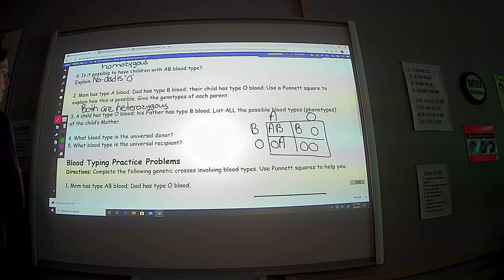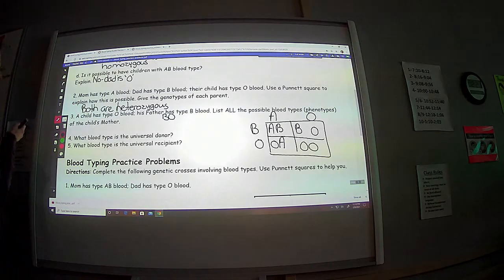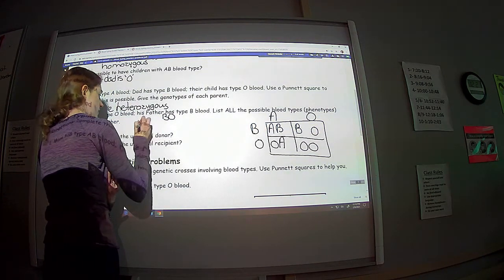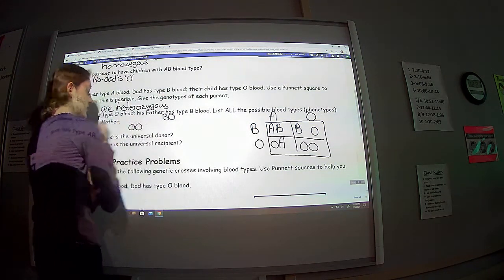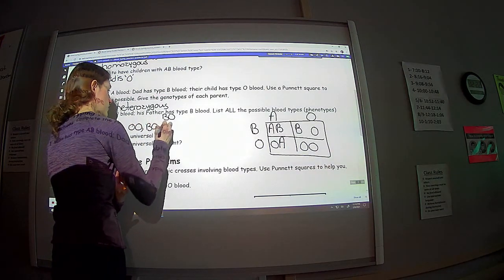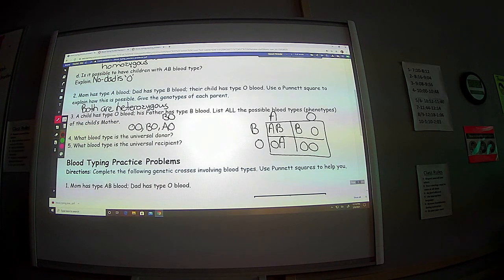A child has type O blood. His father has type B blood. List all possible genotypes and phenotypes of the child's mother. So if the father has type B blood, that means the dad is going to be BO. And we have no idea what the mother is. All we know is that she had to have an O. So mom could have actually been type O. Maybe she was OO. She could have also been BO, and she could have been AO. As long as there's an O in it, the only one she could not have been was AB.